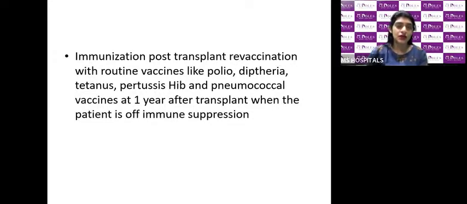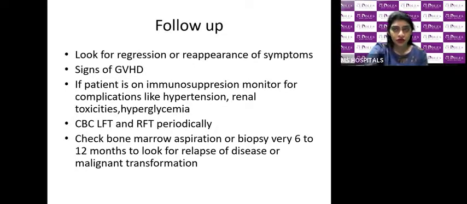Immunization post-transplant: revaccination with routine vaccines like polio, diphtheria, tetanus, pertussis, Hib, and pneumococcal vaccines at 1 year after transplant when the patient is off immunosuppression. Follow up, look for regression or reappearance of symptoms, signs of GVHD. If patient is on immunosuppression, monitor for complications like hypertension, renal toxicities, hyperglycemia, CBC, LFT, RFT periodically. Check bone marrow aspiration or biopsy every 6 to 12 months to look for relapse of disease or malignant transformation.